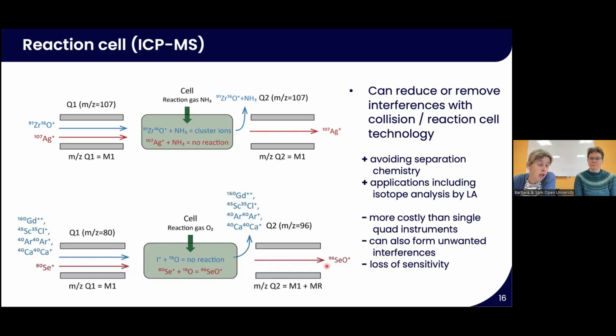And if we just want to do regular analyses like we would have done on our old instrument 25 years ago, we can simply switch off Q1 and the cell, and we can just use Q2 as our mass filter and detect things in no gas mode. So we have the ability to do that if we need to.